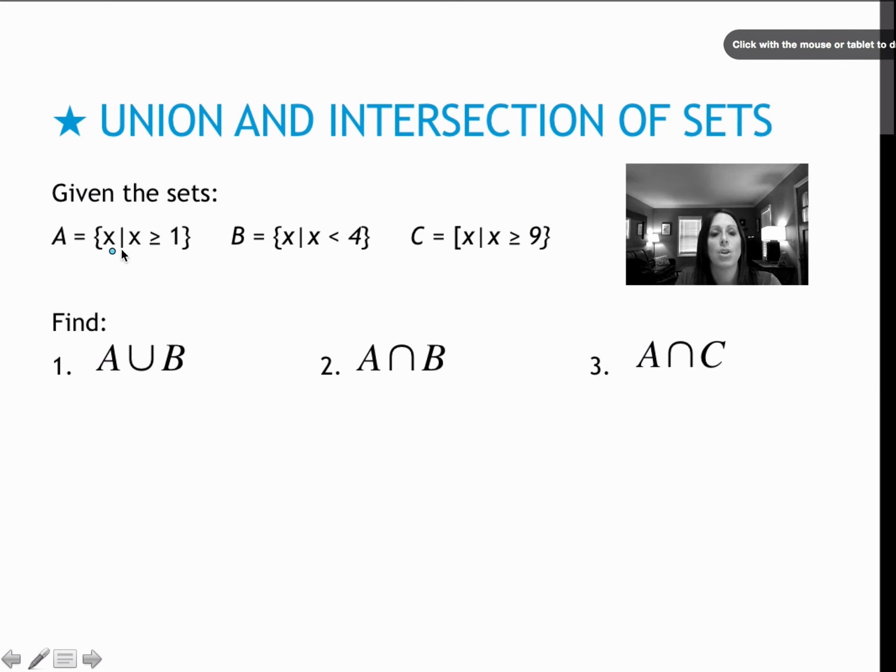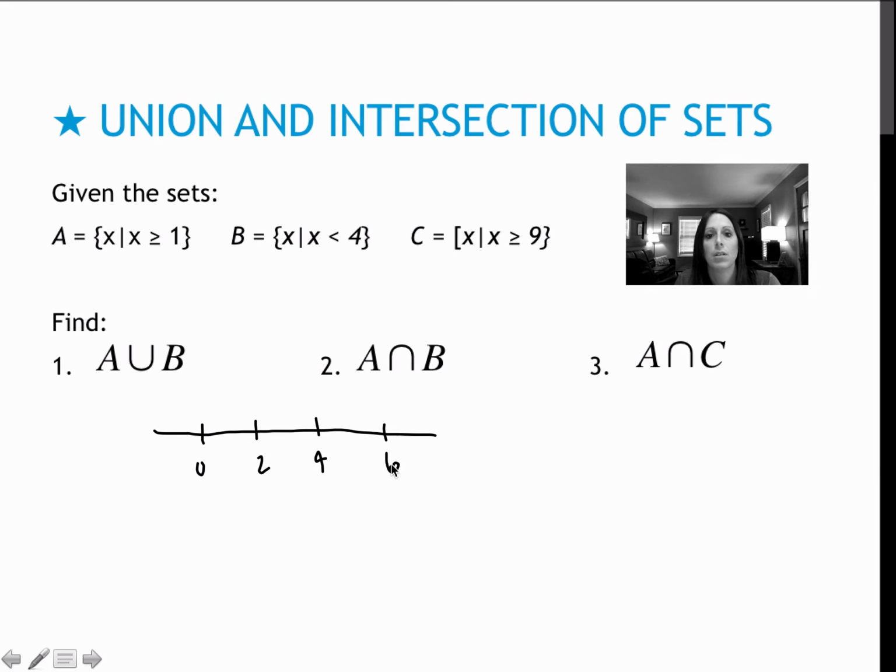So A is all of the numbers that are greater than or equal to 1. So again, I'm going to draw myself a little number line to help us visualize what's happening. For set A, I've got greater than or equal to 1. So from here, shaded to the right on forever is set A. Set B is less than 4. So that's going to be open, less than 4, shaded this way.